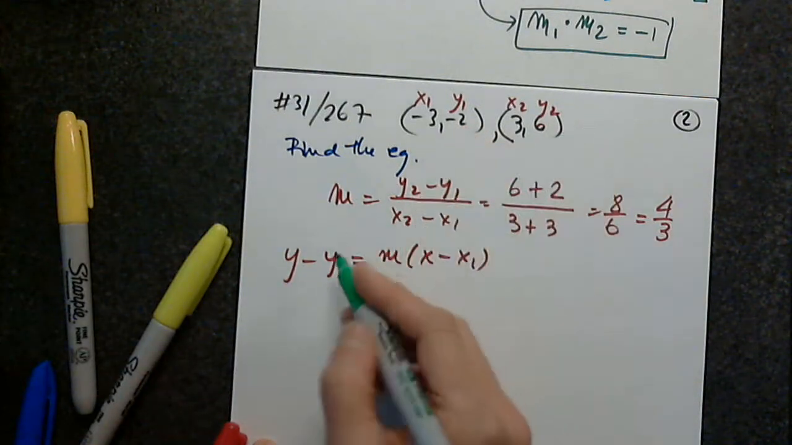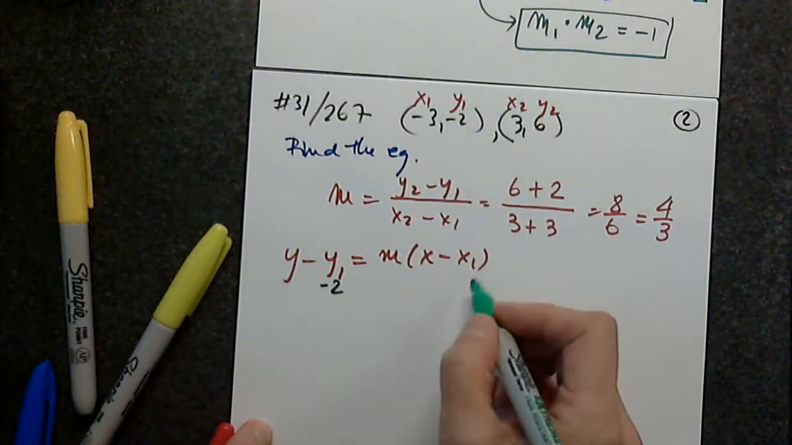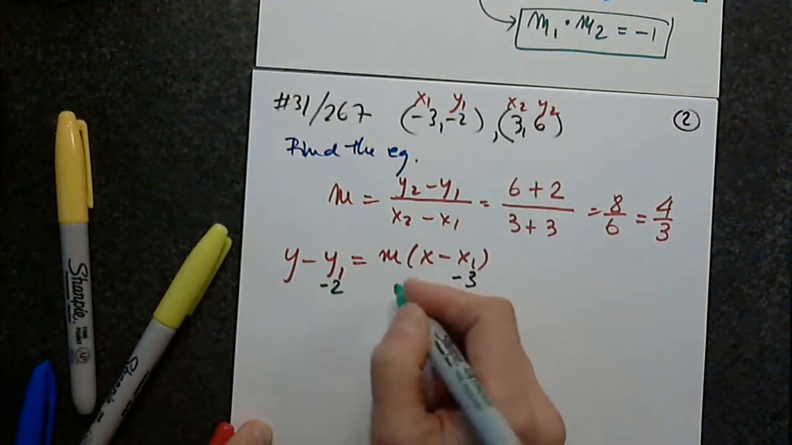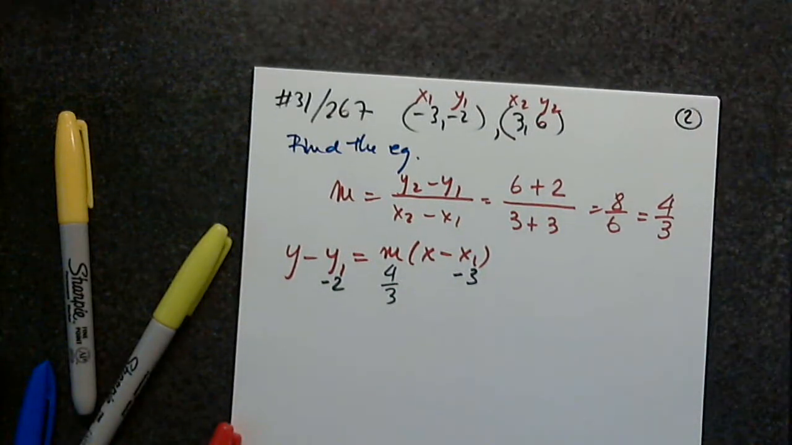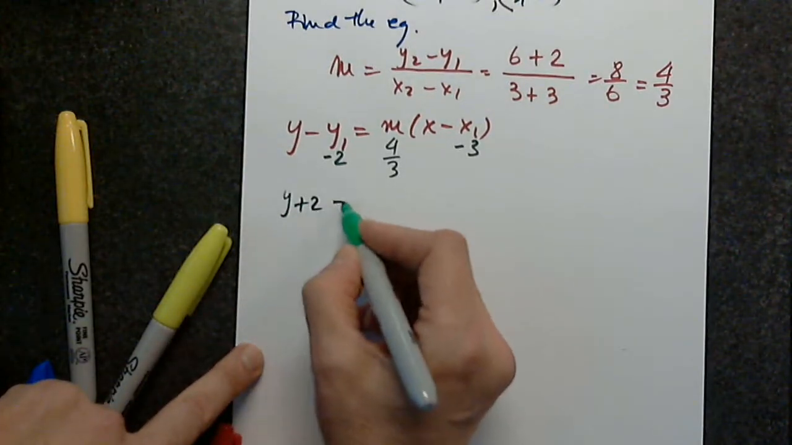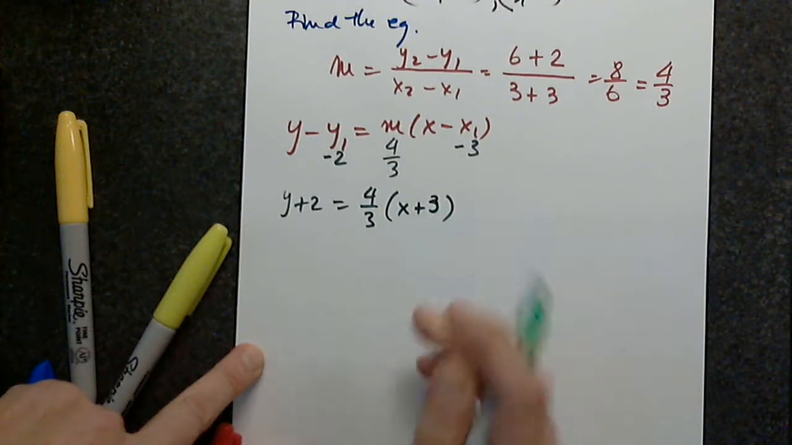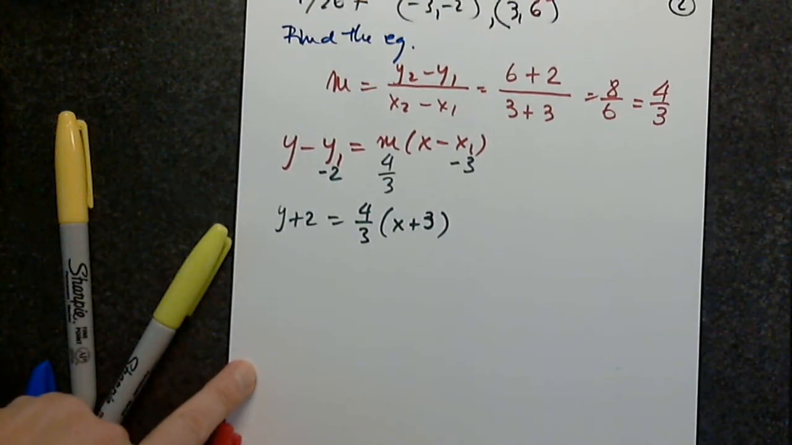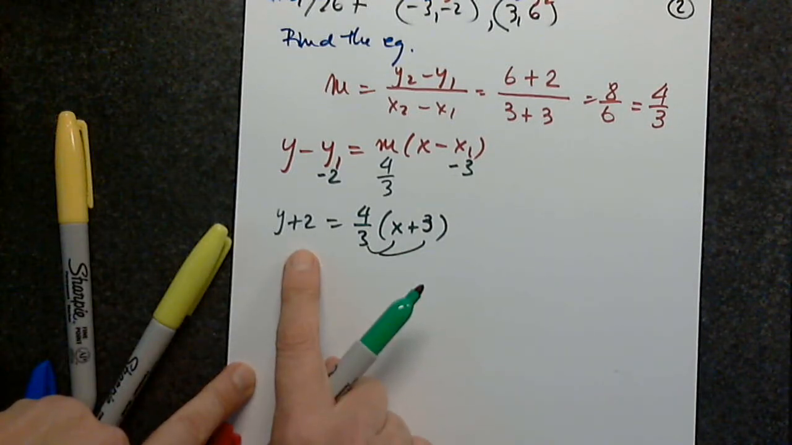So first I write here under y1, I write negative 2. And here under x1, I write negative 3. And I write 4/3 under the slope. And then I put everything together. So then y plus 2 equals 4/3 parentheses x plus 3. I do have to solve for y. I will be distributing and then subtracting 2.